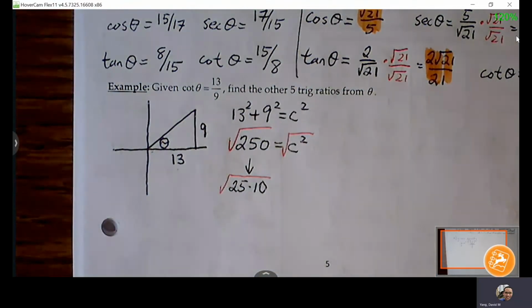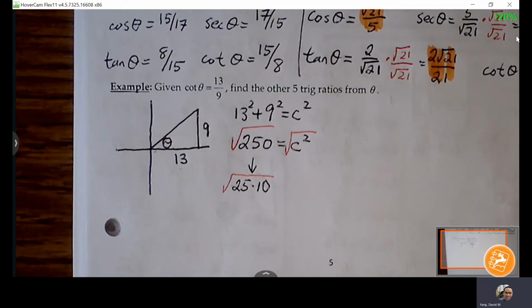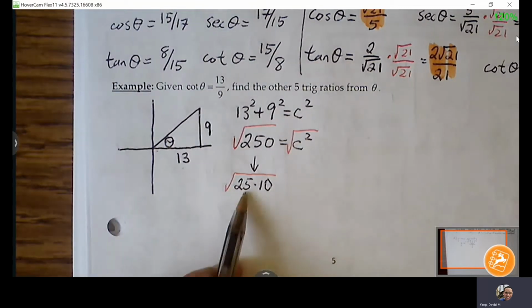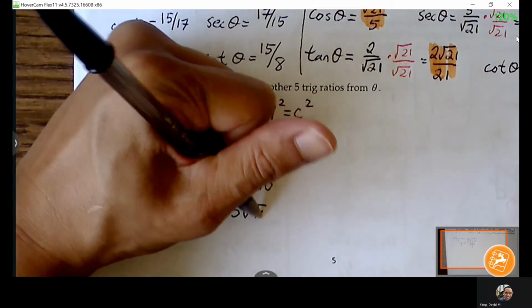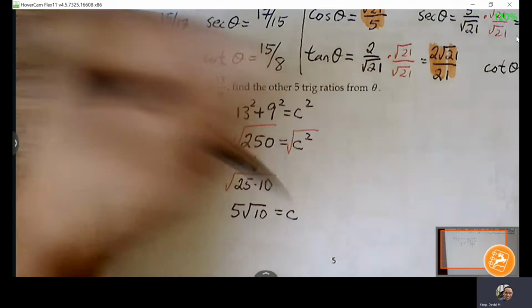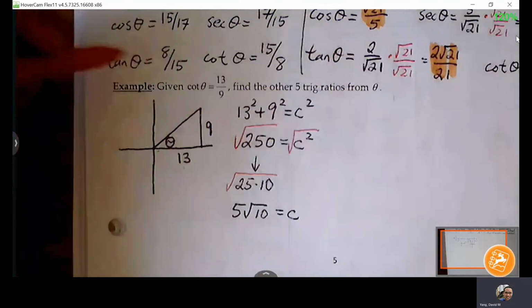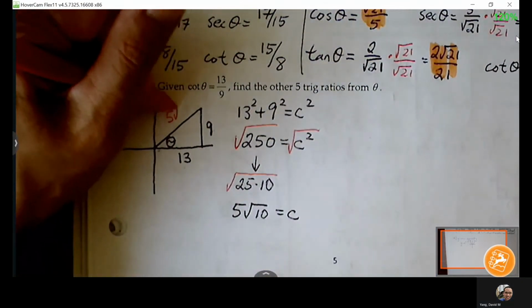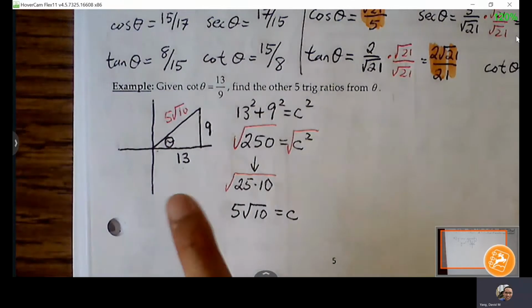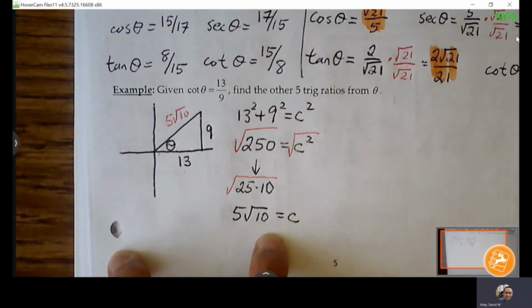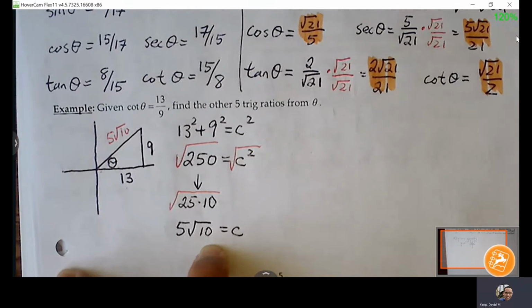So 13 squared plus 9 squared gives me 250. 250 I can break down into 25 and 10. 25 is a perfect square. I can pull the 5 out. Okay, so now I can just find my other 5 trig ratios based off of those side lengths.